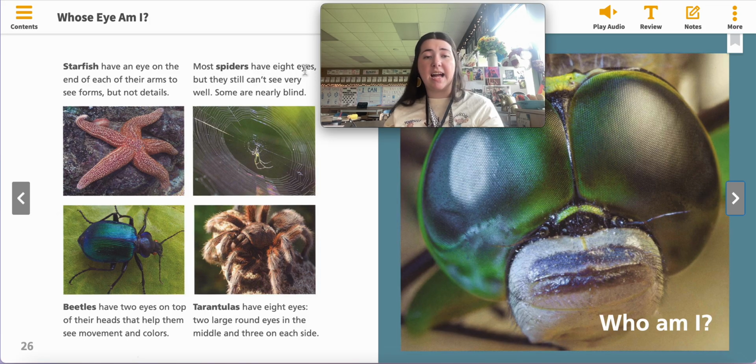Most spiders have 8 eyes, but they still can't see very well. Some are nearly blind. Beetles have 2 eyes on top of their heads that help them see movement and colors. Tarantulas have 8 eyes, 2 large round eyes in the middle and 3 on each side. Who am I? What is this animal?